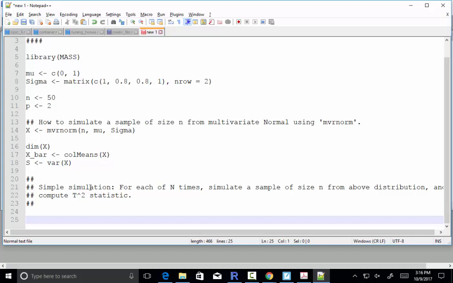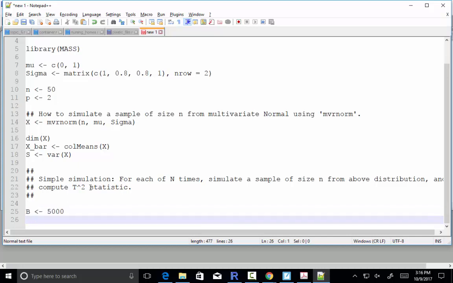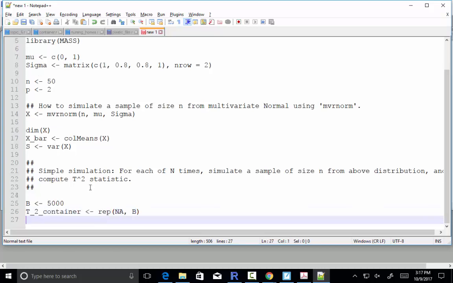So we're going to do, how about 5,000 simulations. And I'm going to create an empty container in which I'm going to store all the simulated t-squared statistics. One way to do that is to just repeat nothing, basically, B times. In my for loop, I'm going to compute t-squared and assign it to the corresponding element of that container vector.